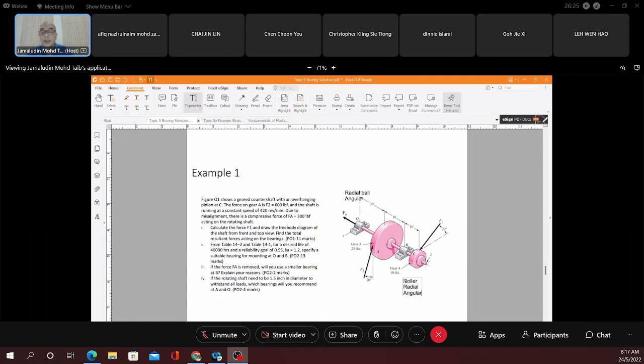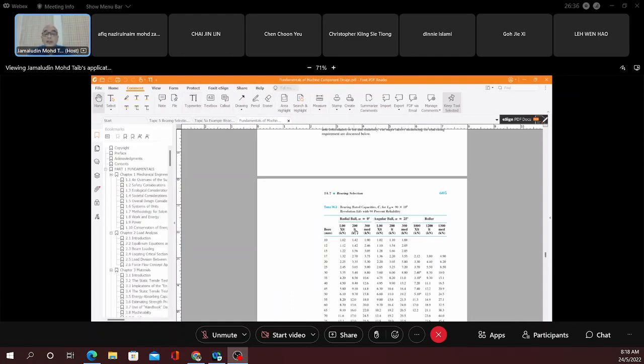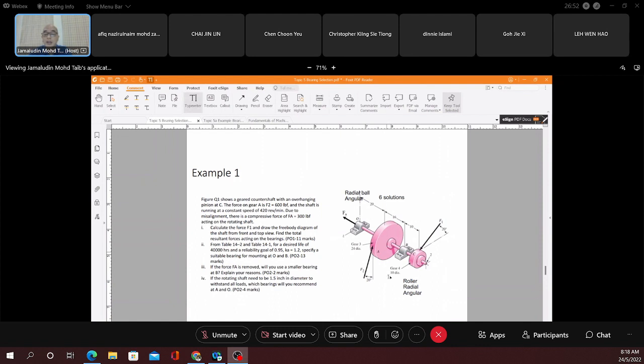Meaning that there's a possibility of several solutions here. Remember the three types here. For each one, there are three classes: 100, 200, 300. That means there are three possible solutions from radial ball, another three possible solutions for angular ball. That's six. When we have radial only, we have another three for roller. That means nine. That's the main reason we're going to have nine solutions.